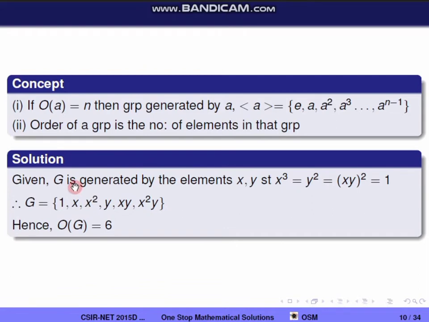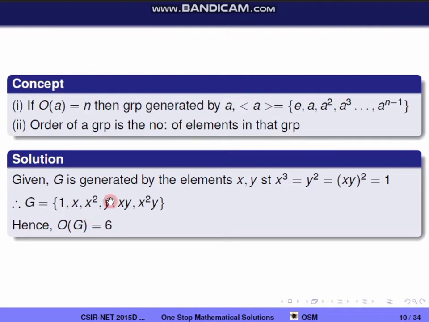So given the group is generated by the elements x, y such that x cube is equal to y square is equal to (xy) whole square is equal to 1. So note that x cube is equal to 1, so order of x is 3, and y square is equal to 1, so order of y is 2. Therefore G is equal to {1, x, x square, y}.